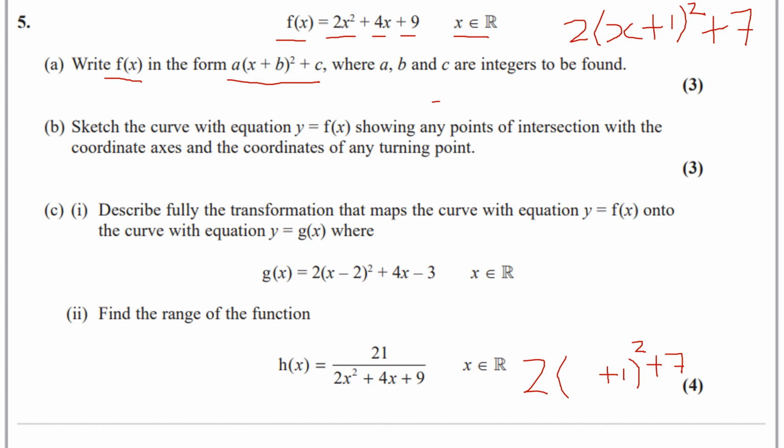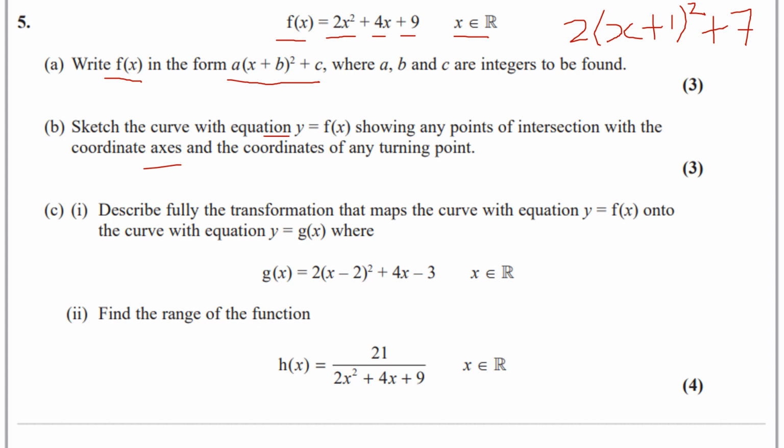What about part B, guys? So let's take a moment here to read part B. Part B says, sketch the curve with the equation y equals f of x. Sorry, guys, about my cough. Y equals f of x, showing any point of intersection with the coordinate axes and coordinates of any turning points.